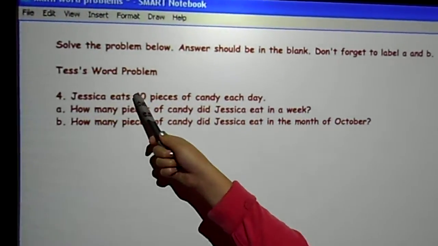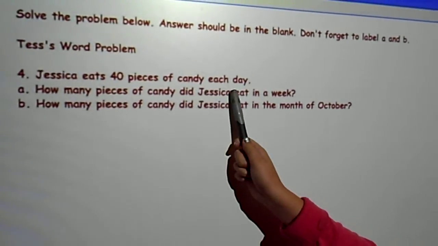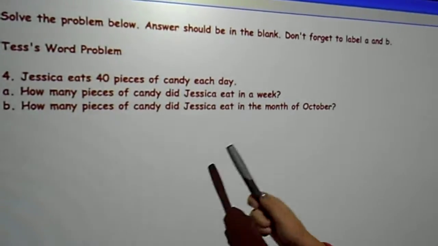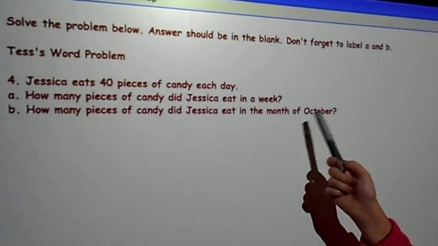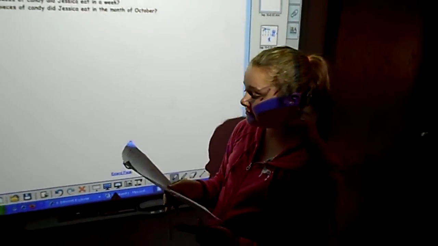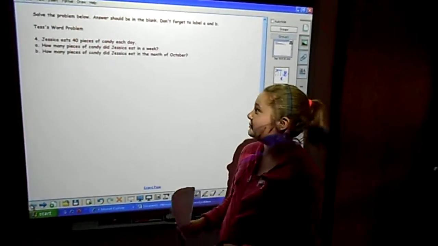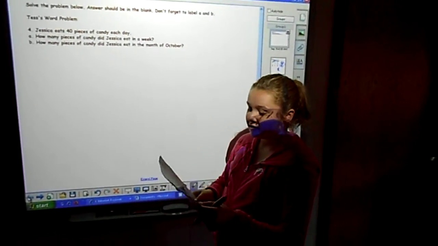Tess's word problem. Jessica eats 40 pieces of candy each day. How many pieces of candy did Jessica eat in a week? How many pieces of candy did Jessica eat in the month of October? If you don't read all the directions, you most likely won't get the answer right.